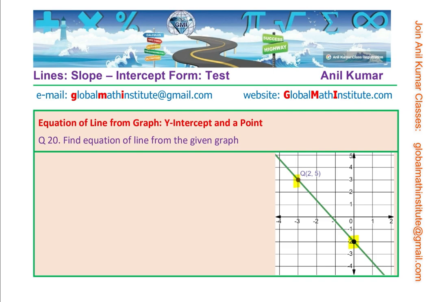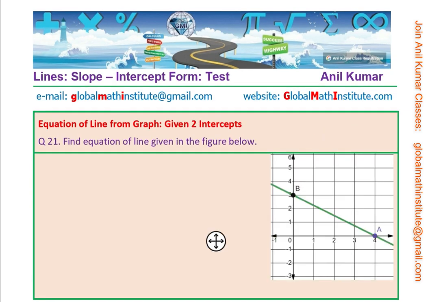Once again, just a reminder that the equation of the line will be y equals mx plus b, where the value of b is given to you. And to find the slope, you have to do rise over run, correct? You'll get the slope, and then you can find the equation of the line. Clear? Next, question number 21. Again, find the equation of the line. This time, we are given two intercepts, the x-intercept and the y-intercept.